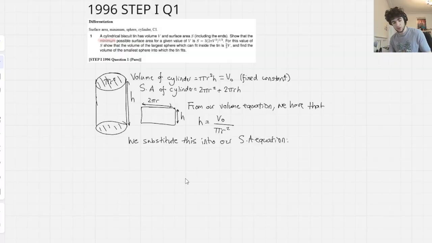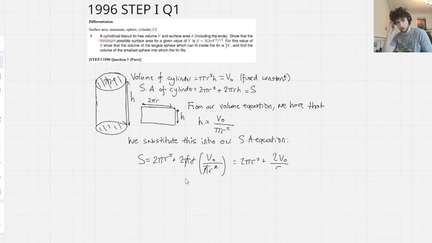Ultimately, what we get, and by the way, we just call the surface area S in this question, is S equal to 2 pi r squared, add 2 pi r times h, and our h is simply our v naught. Remember, v naught is a constant here. It's not changing. So v naught divided by pi r squared is our height. We can cancel out the pi's, cancel out one of the r's, and we get 2 pi r squared add 2 v naught divided by r. So that's our surface area just as a function of r.